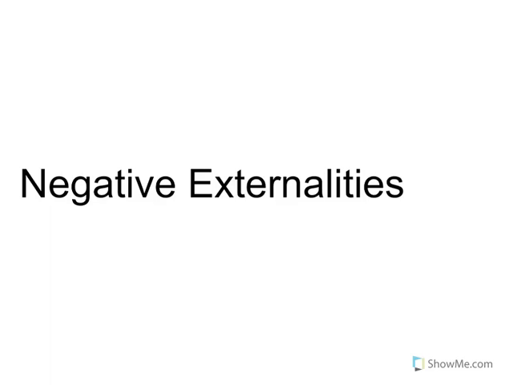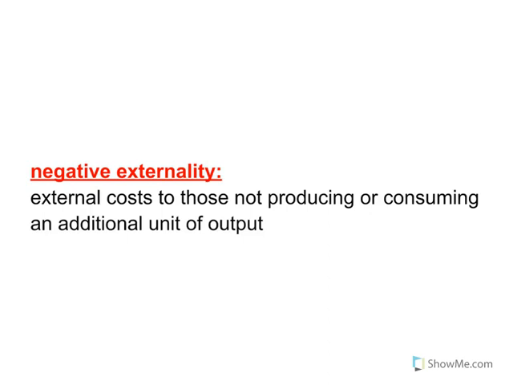Well, in this video, we're going to give a name to those external costs, and you guessed it, it's called a negative externality. So a negative externality is those costs to those people not actually producing or consuming a good, right? So it typically is going to come off of marginal social costs. That's typically where you see it, where it's going to be a negative externality of production.